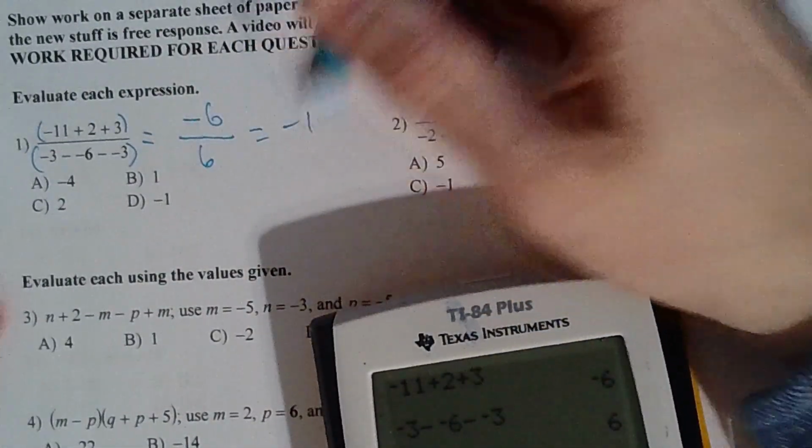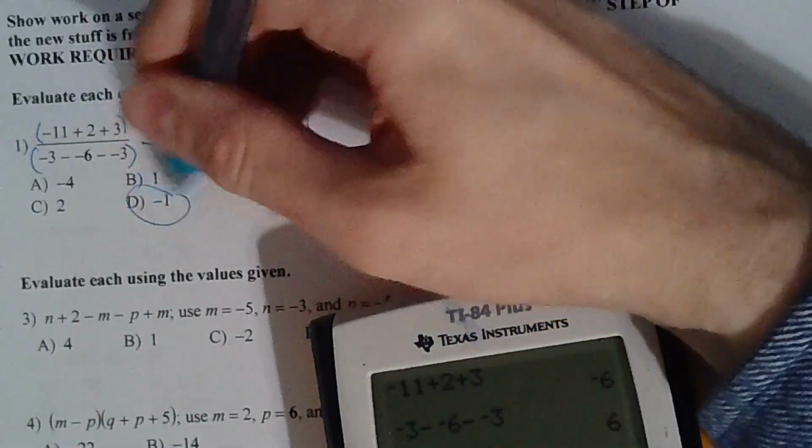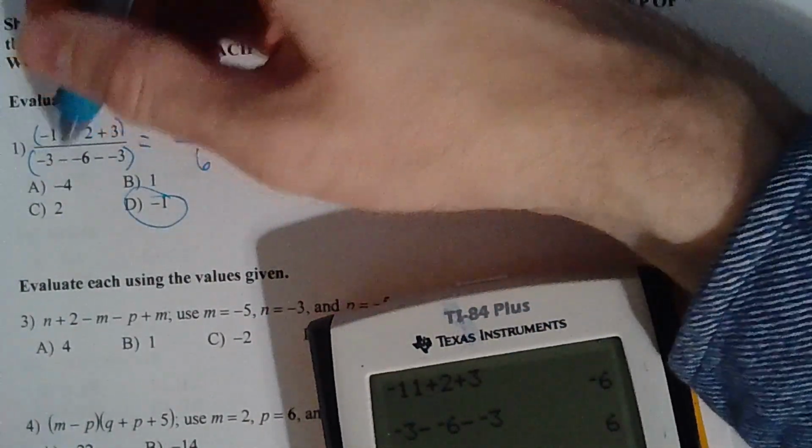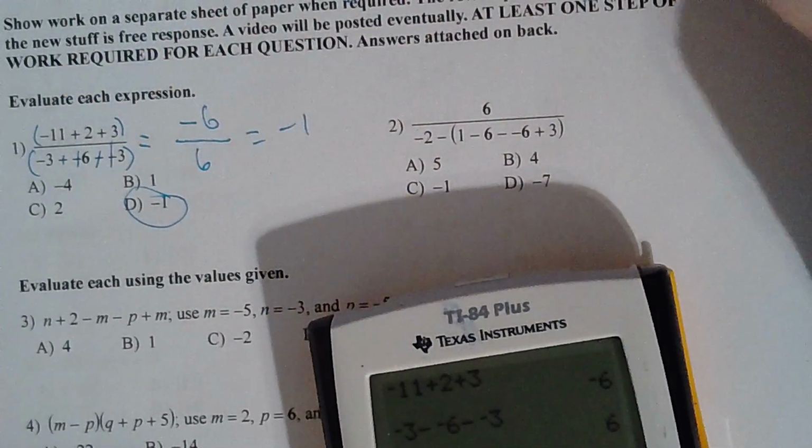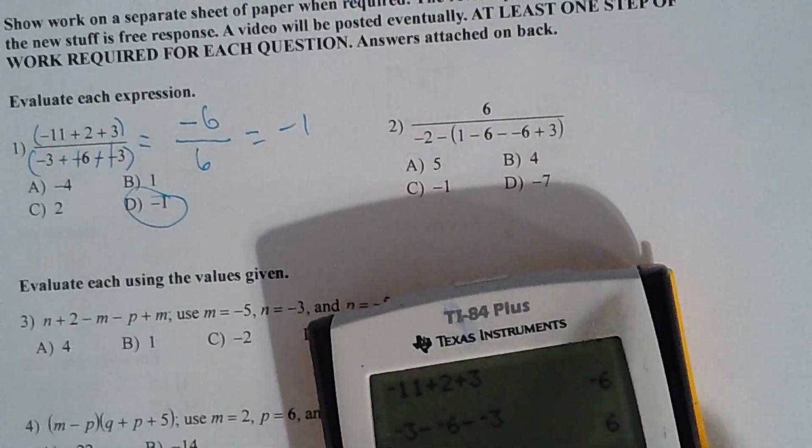And that's going to be negative 1. Negative 6 over 6 is negative 1. Easy peasy. Please note, a negative of a negative is a positive, so I could have just added 6 there. A negative of a negative is a positive, so I could have just added 3 there. That's another way of thinking about this question.